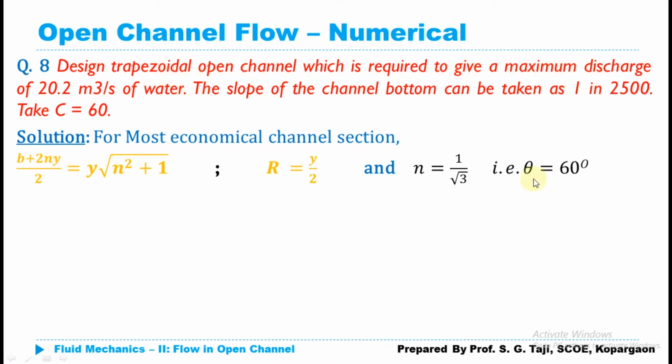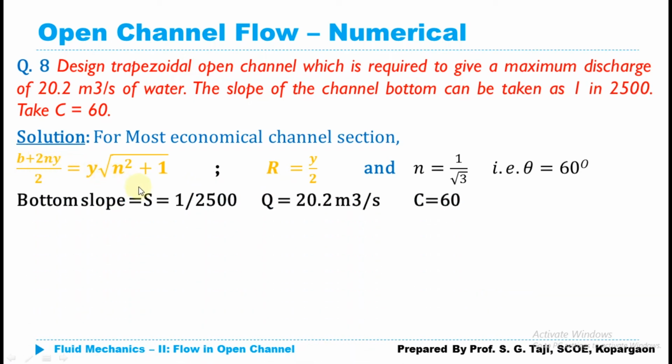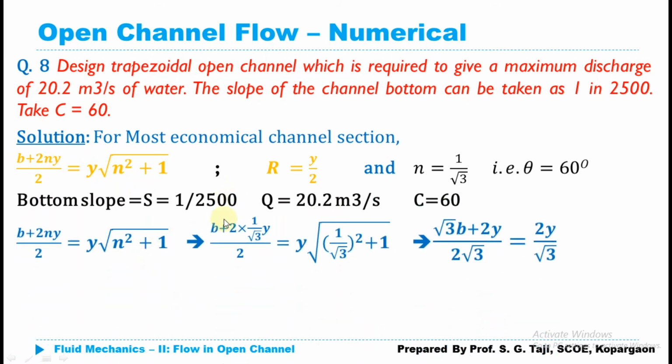In that case, we can simply assume the value of N as 1 upon under root of 3, that is theta equal to 60 degree, and by using this value we are going to compute the dimensions. In our equation, we put the value of N and find B in terms of Y. By putting N equal to 1 upon under root of 3, we find B is equal to 2Y upon under root of 3. So this is our relationship between B and Y.